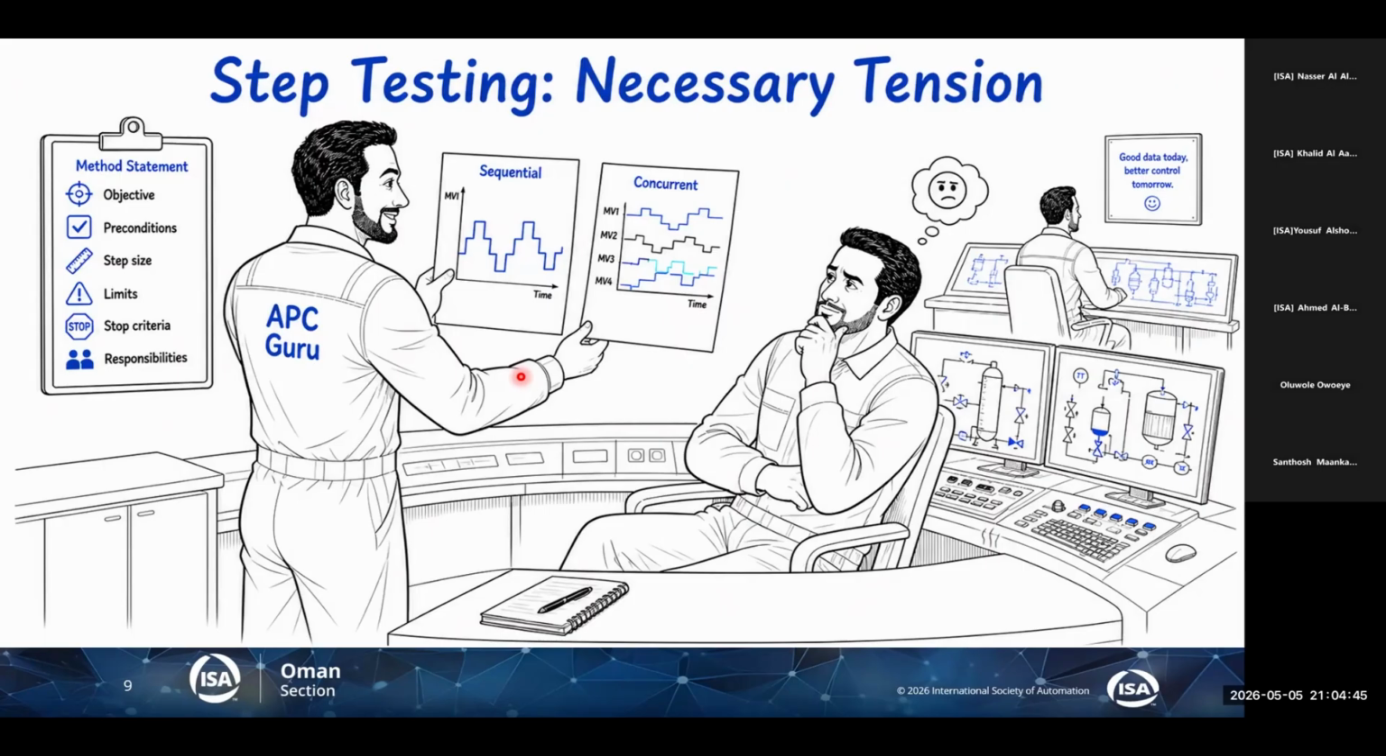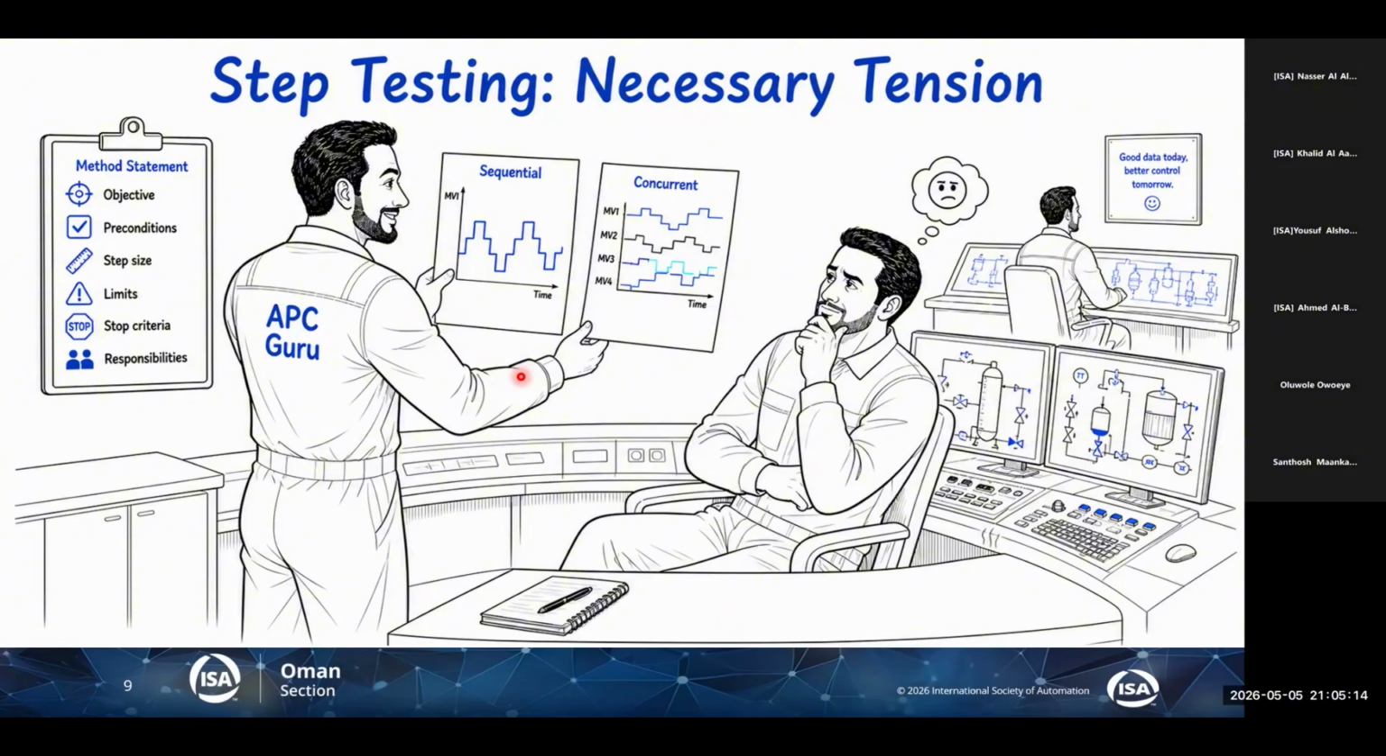And here there are contradicting objectives. The APC guru wants movement which is big enough to produce a clear response with a good enough signal to noise ratio, so that the data can be useful for the model he needs to build. The operator may hear this differently when you tell him, I would like to step the plant, I would like to disturb the plant. You're really creating disturbance.